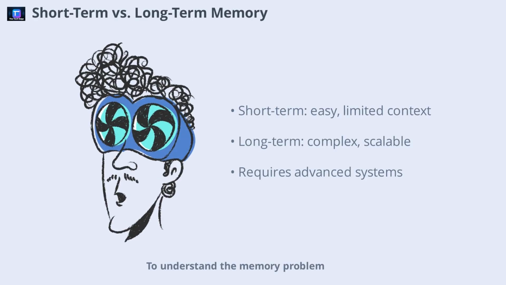To understand the memory problem, let's compare short-term and long-term memory in LLMs. Short-term memory is relatively easy to implement. You simply include a few previous question and answer pairs in each interaction, allowing the model to reference recent context. However, this approach quickly becomes impractical as conversations grow longer or more complex. Long-term memory, on the other hand, requires the system to recall facts, connect information, and understand previous conversations over extended periods. Building this capability is much more challenging and demands sophisticated solutions.